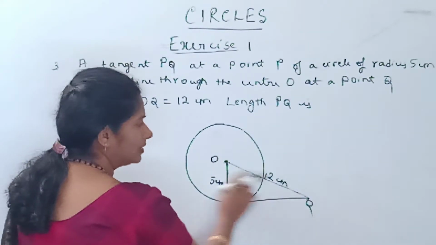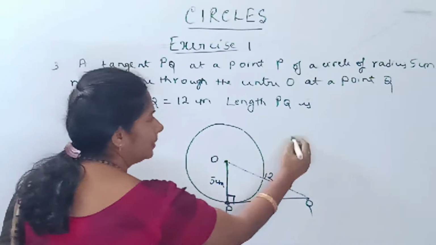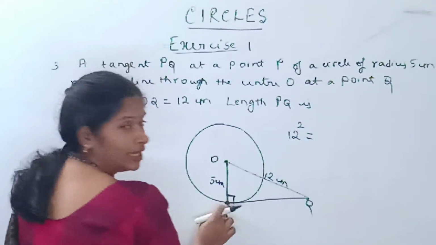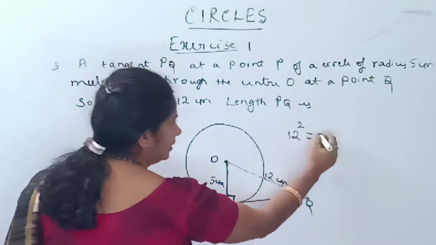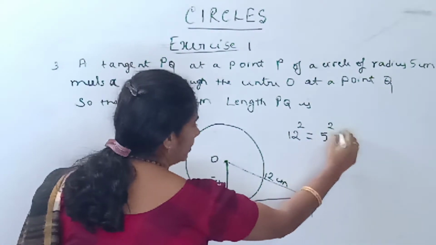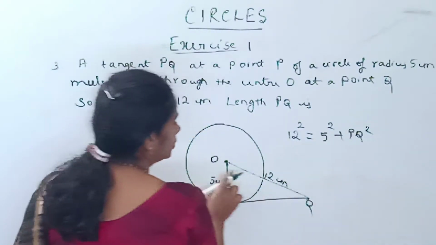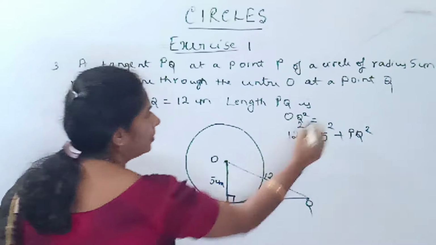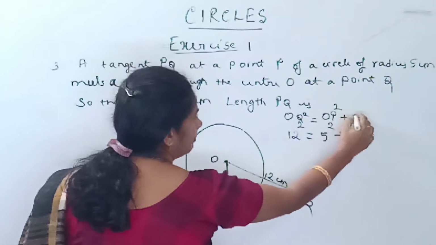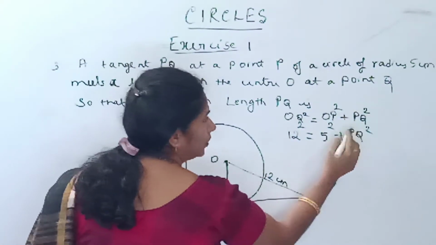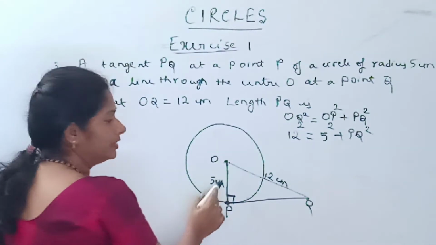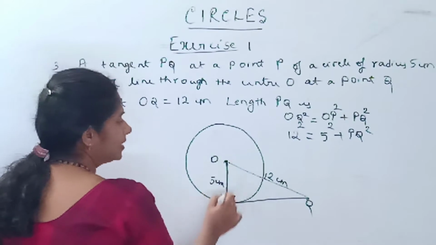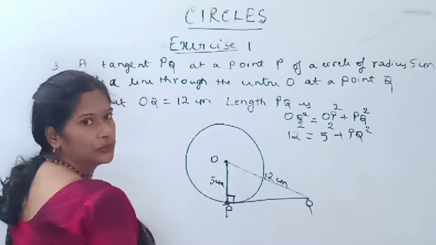What does the Pythagoras theorem say? The square on the hypotenuse is equal to the sum of the squares of the other two sides. So OQ square equals OP square plus PQ square, which is 5 square plus PQ square. You can write it down using the Pythagoras theorem.